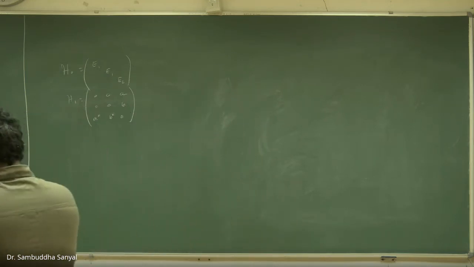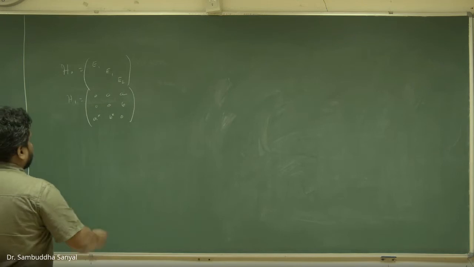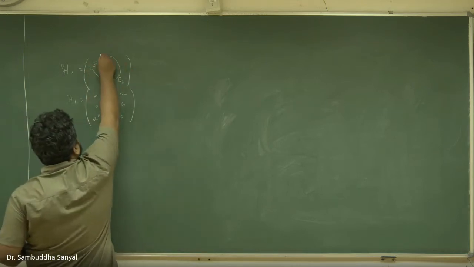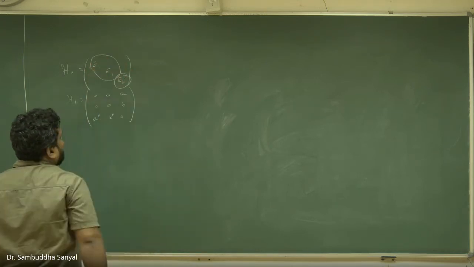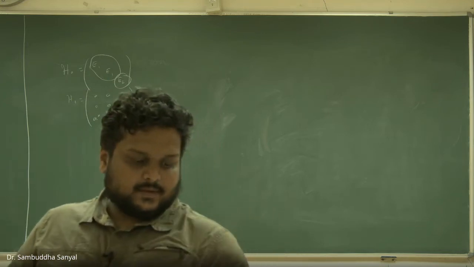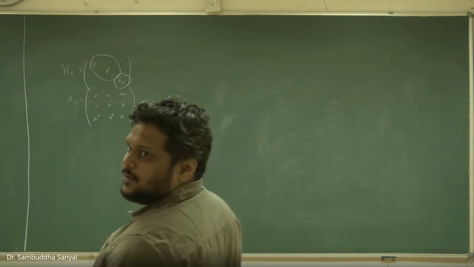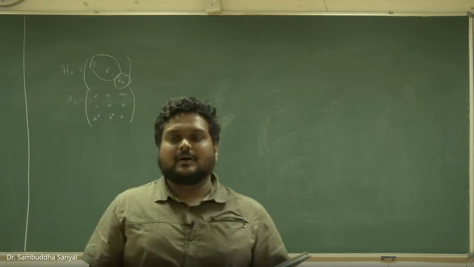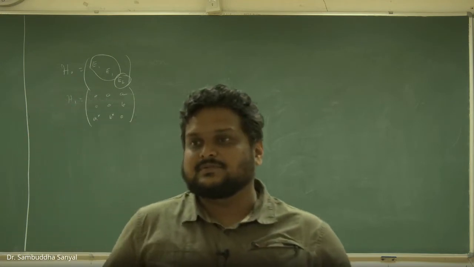Okay, so then tell me how to do it. This has a twofold degeneracy in this subspace, and this has a non-degenerate subspace. So how do you deal with it? How are you going to do it? How will you approach this problem?